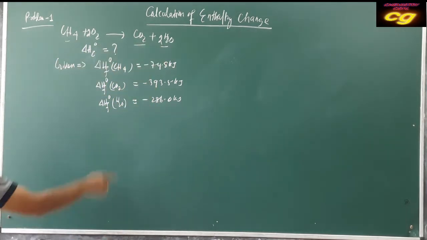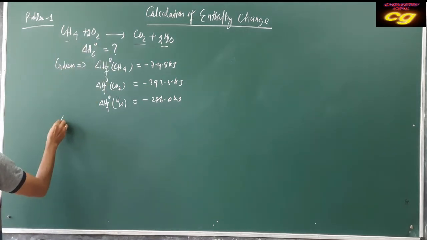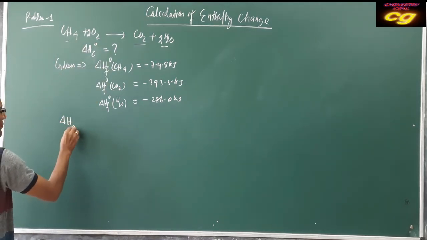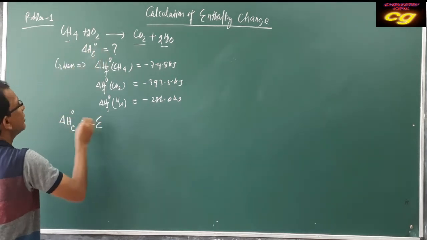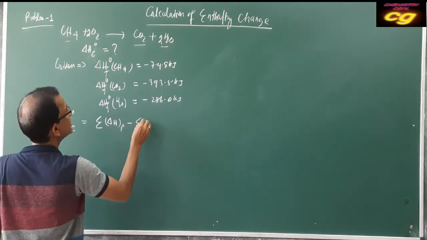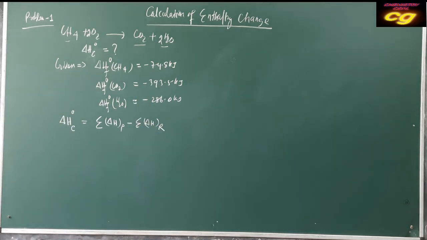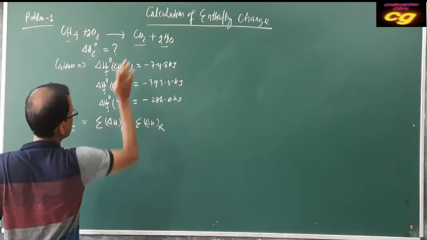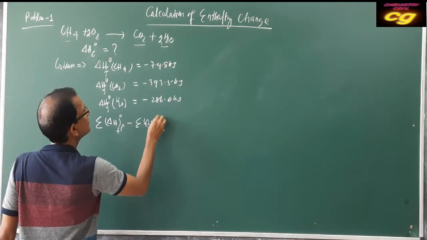Then what is the enthalpy of combustion? We know that for any reaction, here a combustion reaction, the enthalpy change is the summation of the enthalpy of formation of products minus the summation of the enthalpy of formation of reactants. This is a very important formula to find the enthalpy change of a reaction if the enthalpies of formation of reactants and products are given.